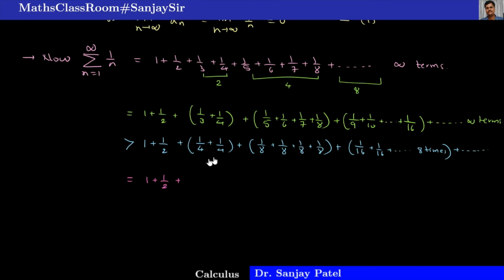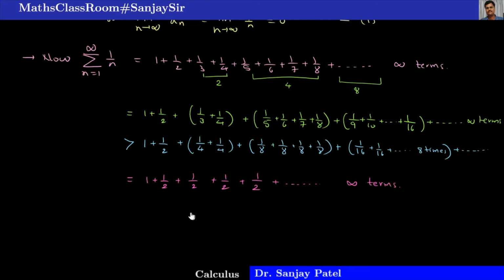1 by 4 is 2 times 1 by 4, so that is 1 by 2. Again 1 by 8 plus 1 by 8 plus 1 by 8, 4 times. So 4 times 1 by 8 is again 1 by 2. This is 8 times 1 by 16, so it is also 1 by 2. Likewise, if you collect the terms in this order, what you can prove is all the sums of these brackets are 1 by 2, and this will go up to an infinite number of terms.